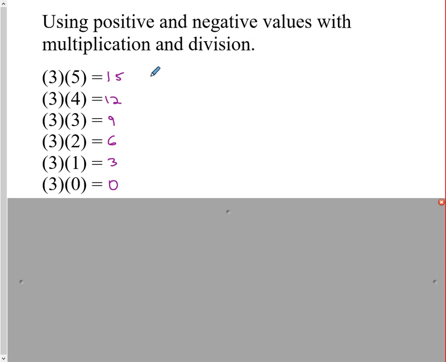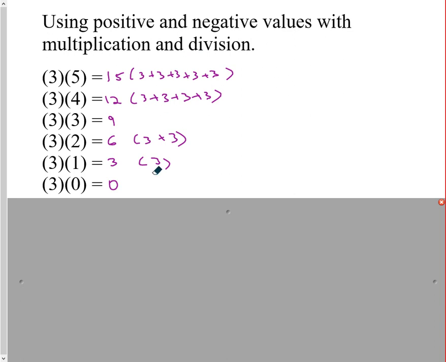Really what we've done here is this one is 3 plus 3 plus 3 plus 3 plus 3. And this one is 3 plus 3 plus 3 plus 3. You get the idea. 6 is just 3 plus 3, 2 groups of 3. This one is just 3, and this one is 0. So you can see the pattern that we've got going on here, right?